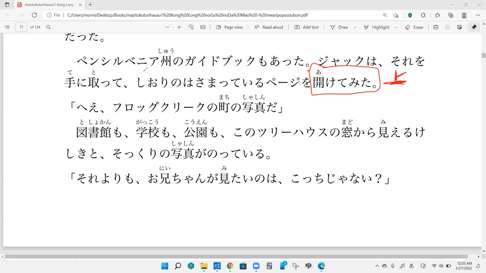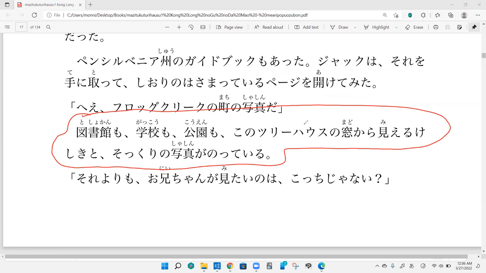So Jack, he picked up a book, and then what did he do to the book after that? Did he just stare at the cover? Did he open it? Did he throw it across the room? What did he do with this book? So he opened it, I think. Yes, he opened it specifically to the page where the bookmark was. And then he says this out loud. Frog Creek no 街の写真だ。 So, there's a picture of Frog Creek. Whoa. Perfect.